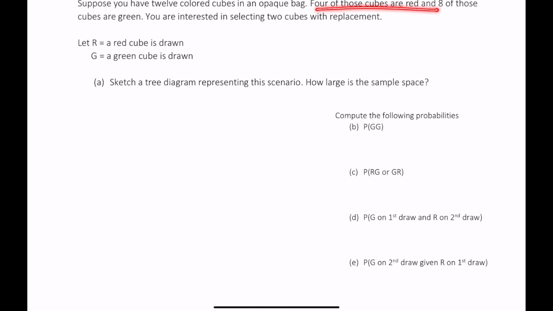Suppose we have 12 colored cubes in an opaque bag. 4 of these cubes are red and the remaining 8 are green. We are interested in selecting 2 cubes with replacement. That means we're going to select one cube, look at its color, put it back in the bag, and then select our second cube.